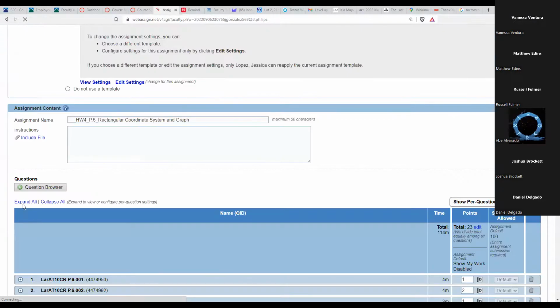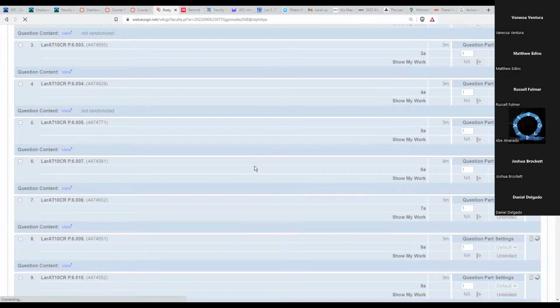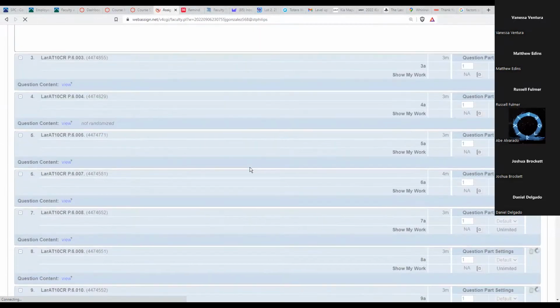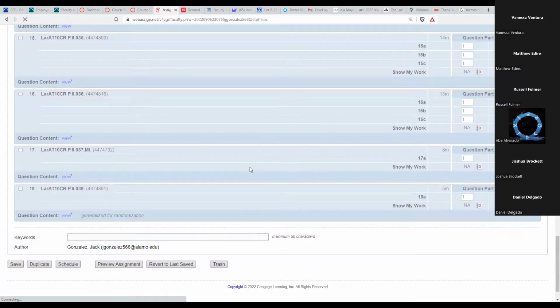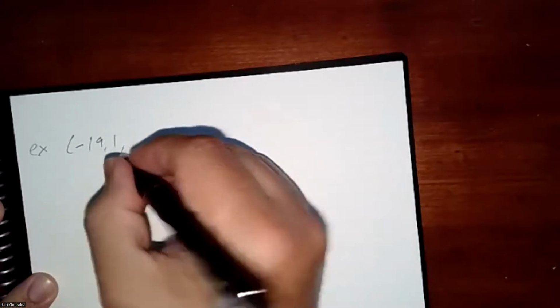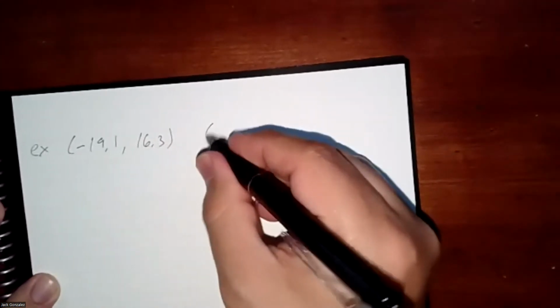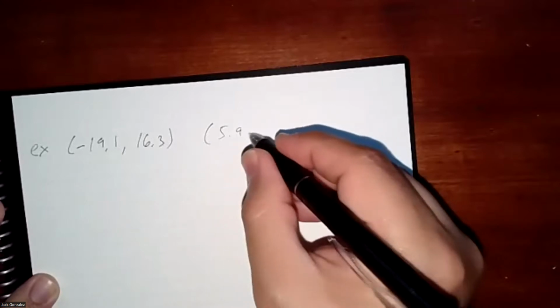It was for finding the distance between the points. I kept getting a negative, or I kept getting an i, the imaginary. I was going to ask you to work it out and see what I did wrong. Sure. What were the 2 points that you had? The 2 points were negative 19.1, 16.3, and the other set was 5.9 and 8.3.